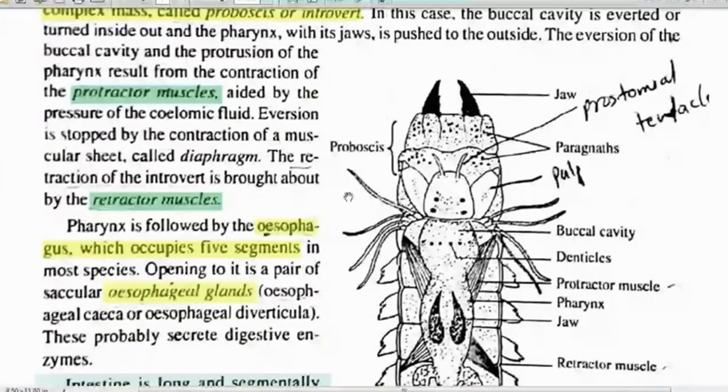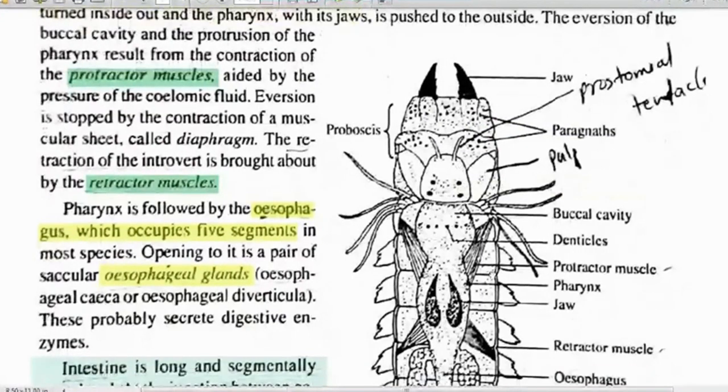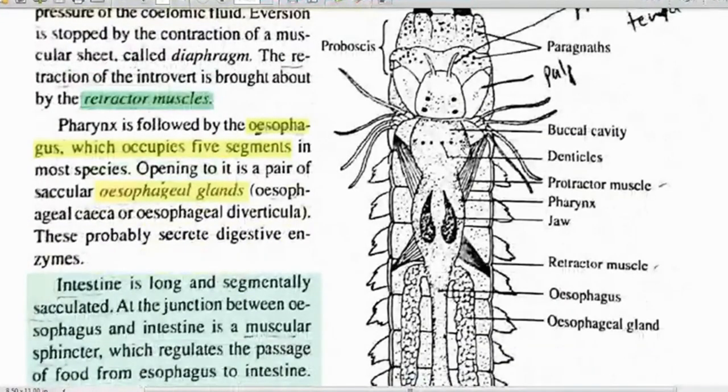Protraction of the buccopharyngeal region forms the proboscis, and using that proboscis and jaws, prey animals are captured. After that the retractor muscles contract, and as a result the buccal cavity and pharynx are again taken inside, and along with this buccopharyngeal mass, the prey is also captured inside. That is the mode of feeding in Nereis.